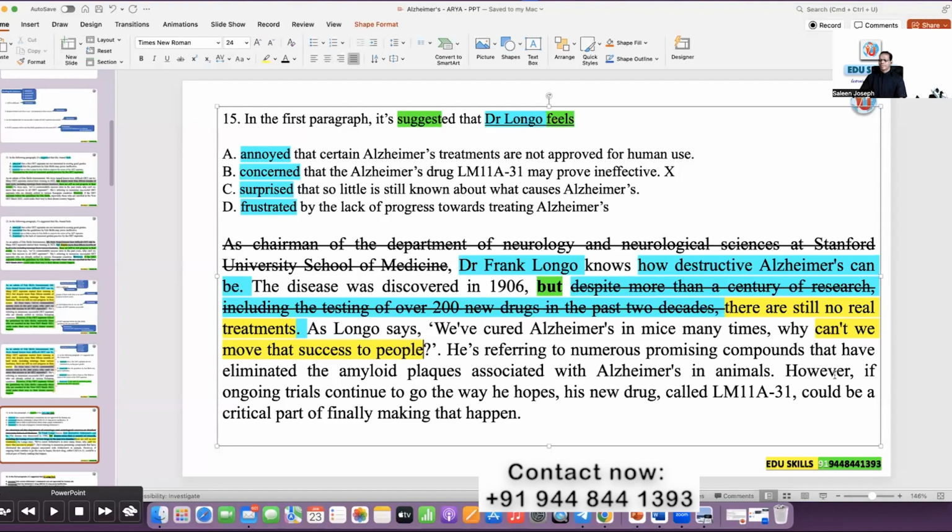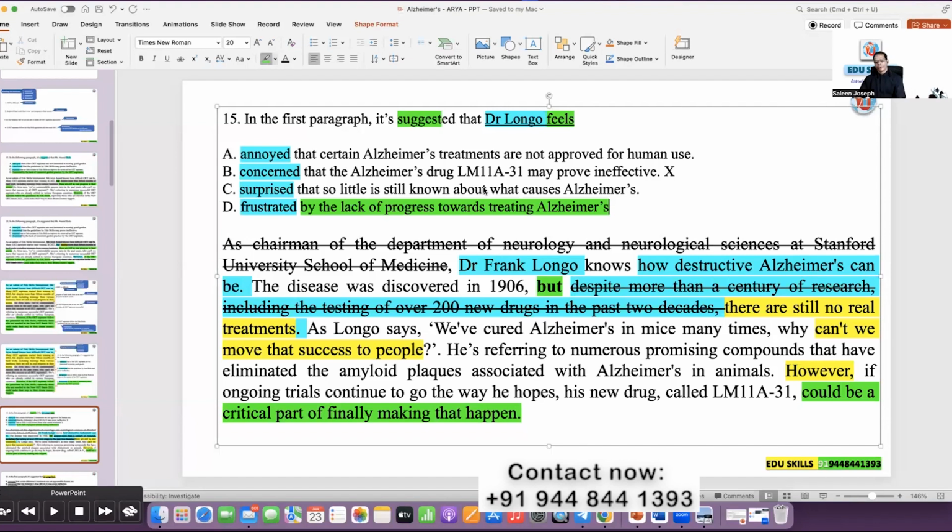Yeah, that we have eliminated. However, again, a contrast word. Despite. What does it mean? The answer is reiterated again. If ongoing trials continue to go the way he hopes, his new drug could be a critical part of finally making things happen. If ongoing trials continue to go the way he hopes, which is not going now. Okay, so again, it's not going in the proper way. Frustrated. So ultimately, what is the answer? D. The whole gist says it's frustrated.